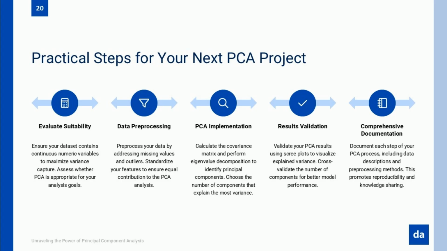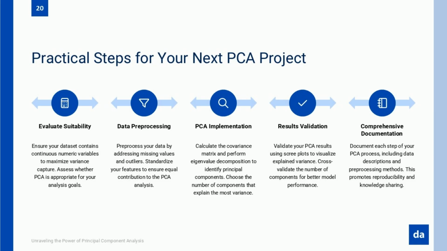Documentation is another aspect of PCA that separates professional implementations from amateur ones. For reproducibility and knowledge sharing, document your entire process in detail. Include a description of your dataset, all pre-processing steps applied, your rationale for choosing specific parameters, visualizations of explained variance, and your interpretation of the principal components in domain-specific terms. This documentation enables others to understand, validate, and build upon your work.